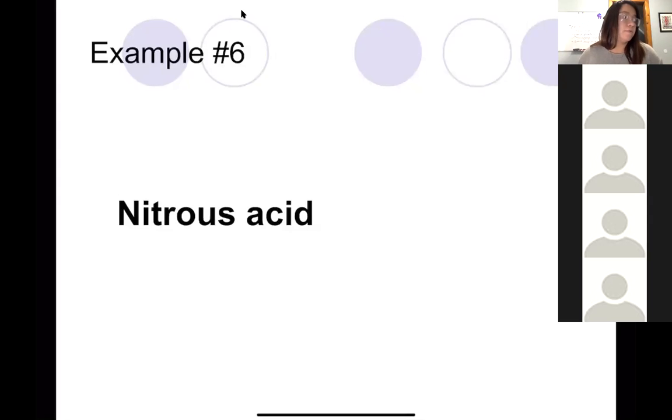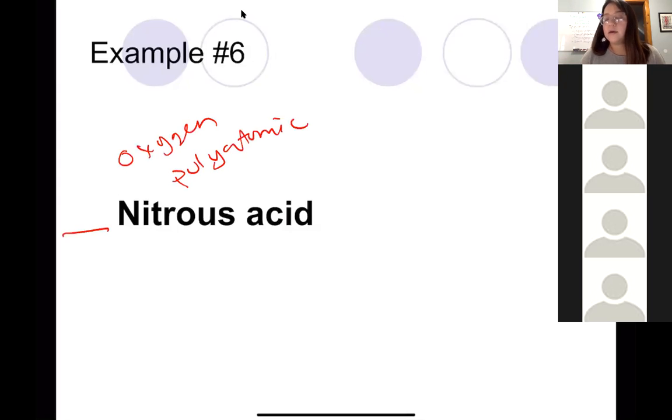All right, guys. Nitrous acid. Okay. First of all, always look for this. Is there hydro anywhere here? No. So that means there's oxygen present, and that means that this is a polyatomic. You need to make that connection right away. You need to figure out hydro, no hydro. No hydro means we have a polyatomic.